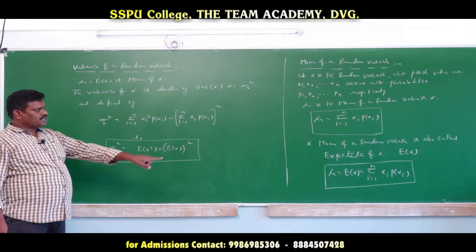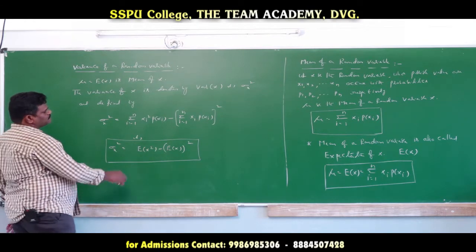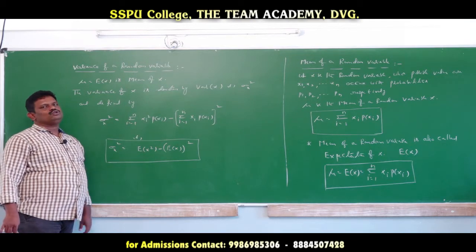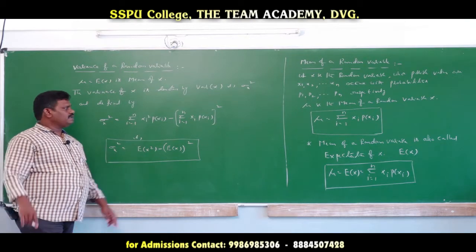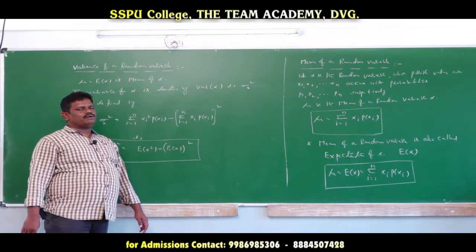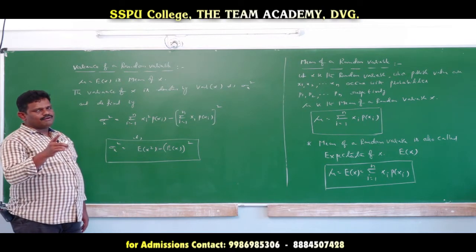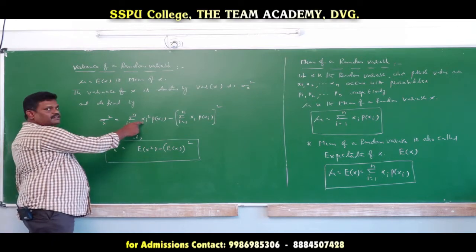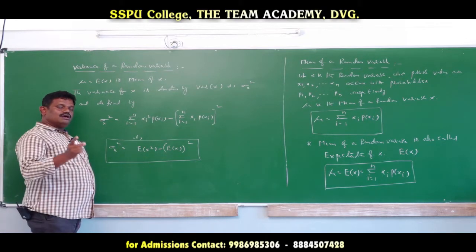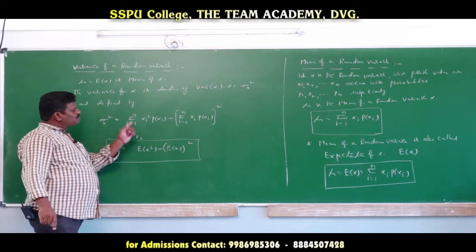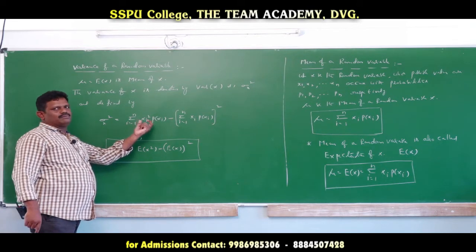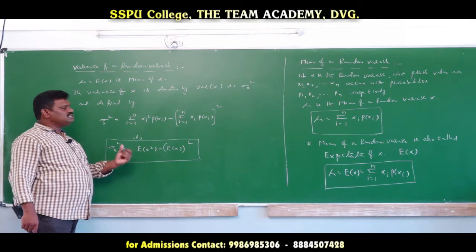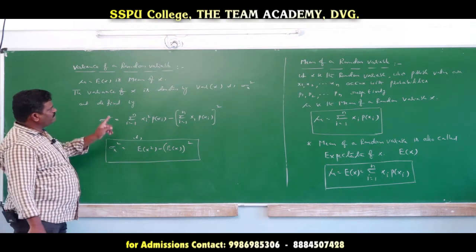Already we know the expectation of x. The expectation of x square is equal to the sum, i equals 1 to n, of xi square into p of xi. That means the squares of the random variable's possible values multiplied with their corresponding probabilities. The total sum is called the expectation of x square. Now this represents the variance of the random variable x.